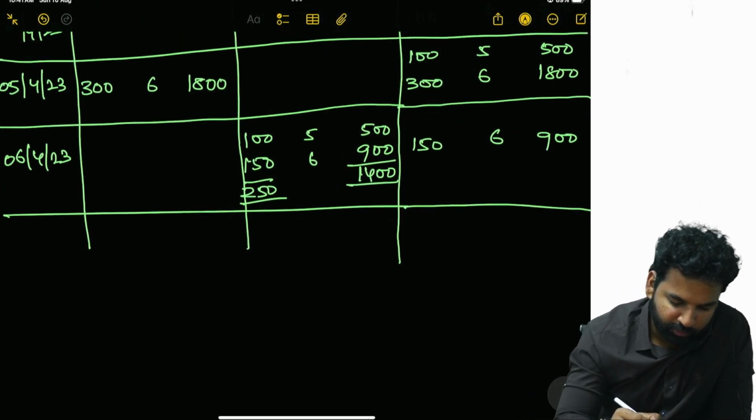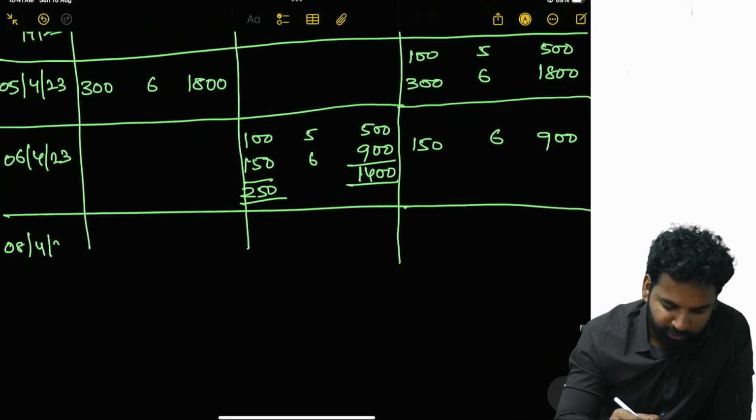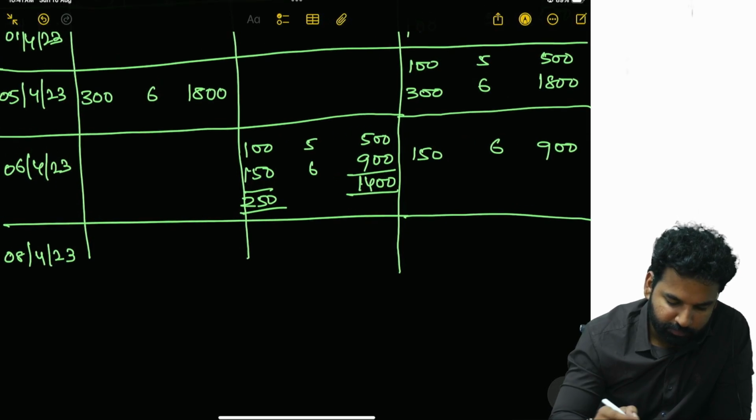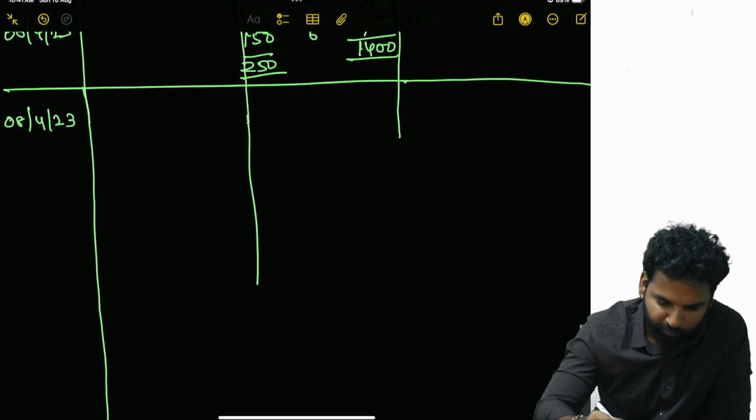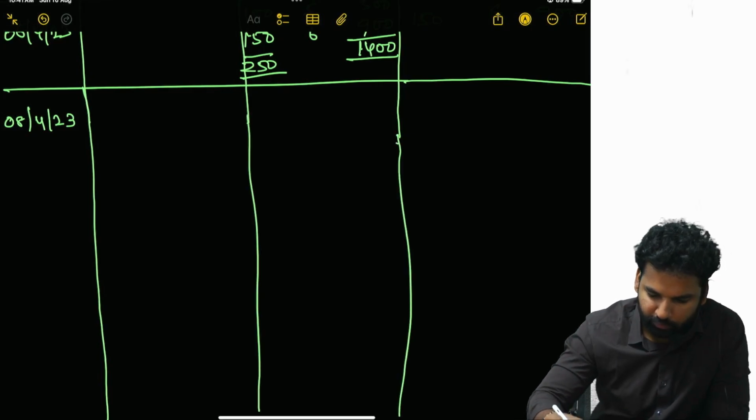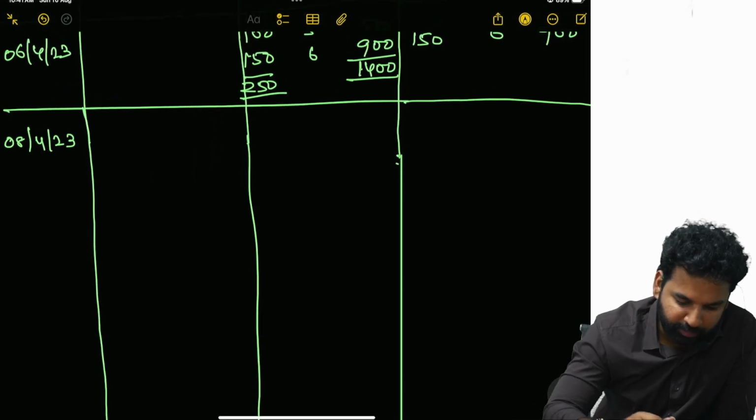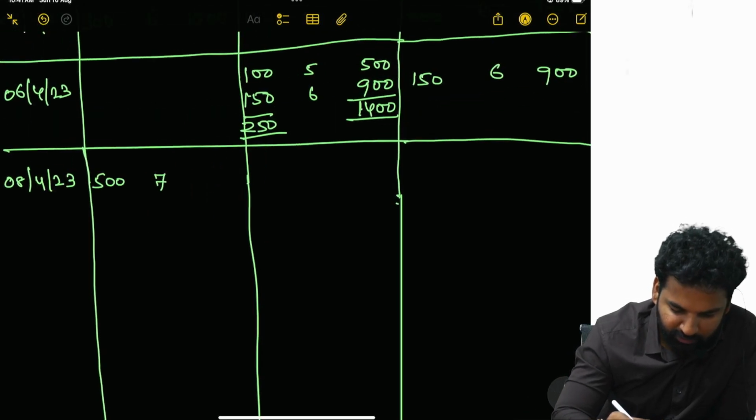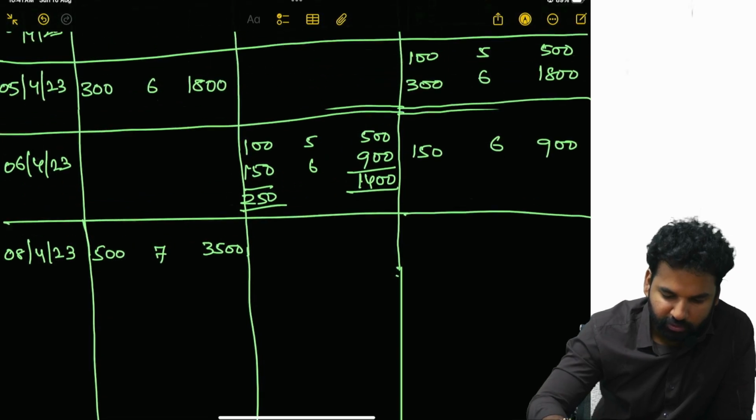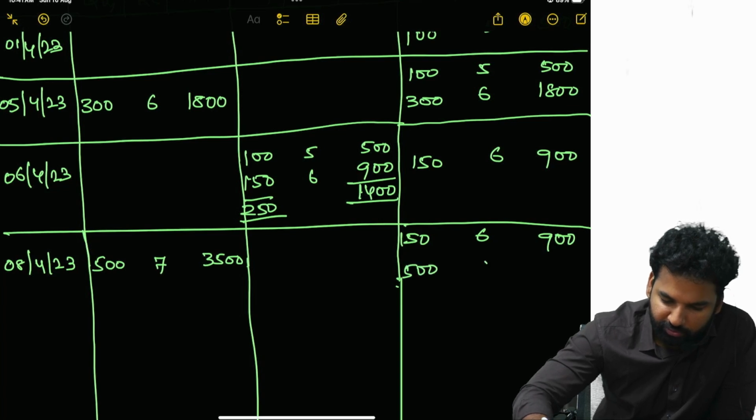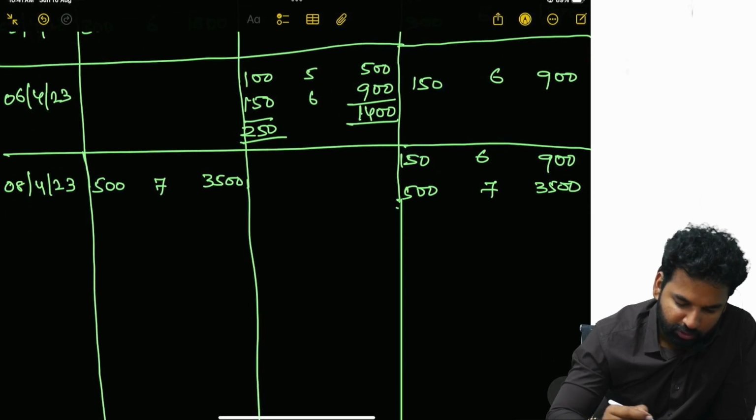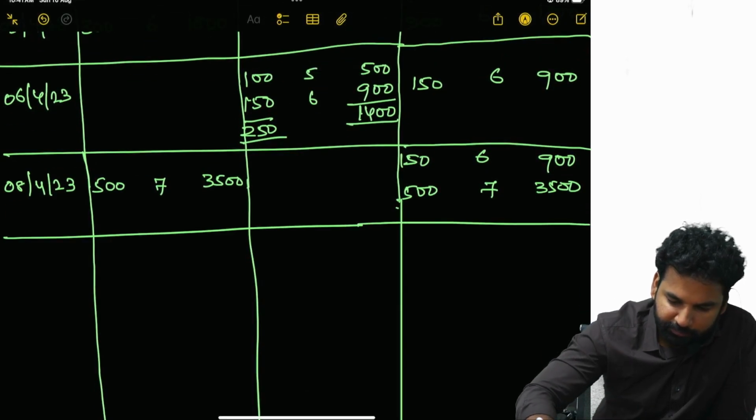Next, on 8th, again a purchase. 500 units they purchased at rupees 7. That means 3500. So now what will be the stock? 150 at rupees 6 each, 900 will be the amount, and 500 at 7 each will be 3500. That will be the stock. So now comes the next date. What is that? 10th.